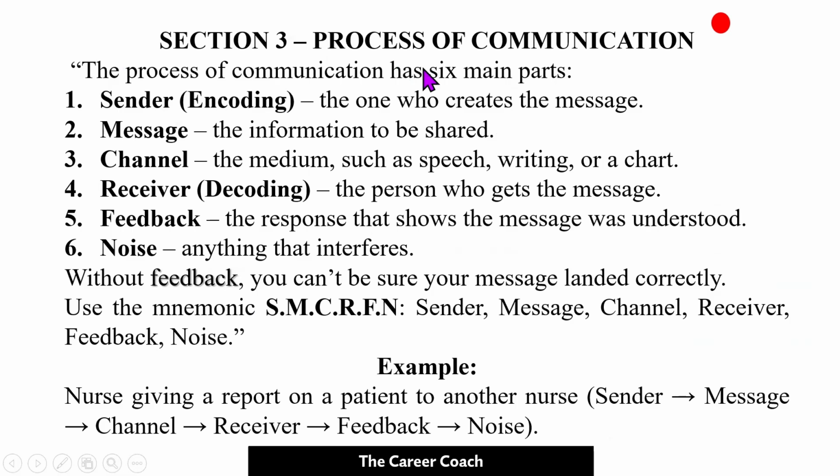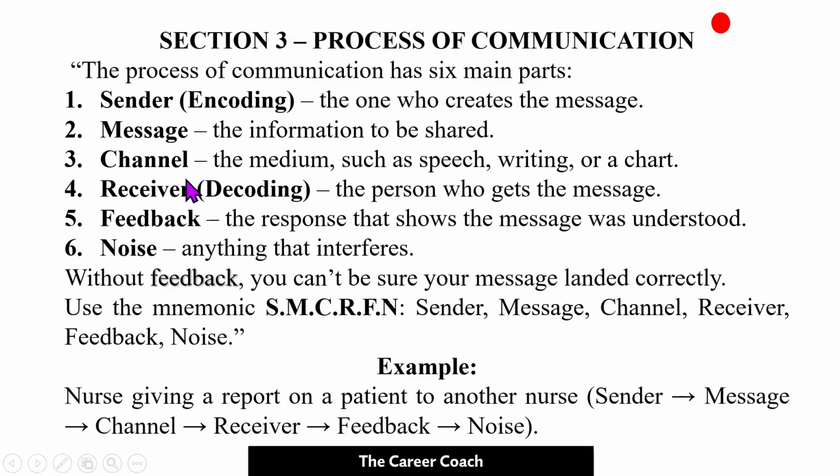We want to look at the process of communication. The process of communication has 6 main parts. 1 is sender, which is encoding. The sender, known as the encoder, is the one who sends or creates the message. Number 2, the message. The message is the information to be shared. 3 is the channel. The channel is the medium such as speech, writing, or chats.